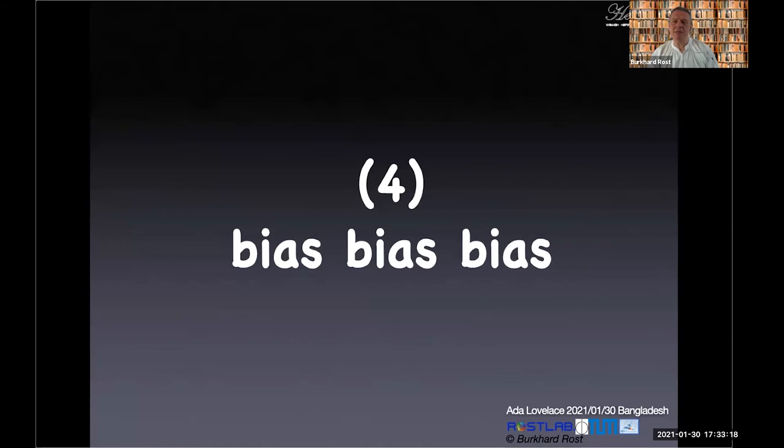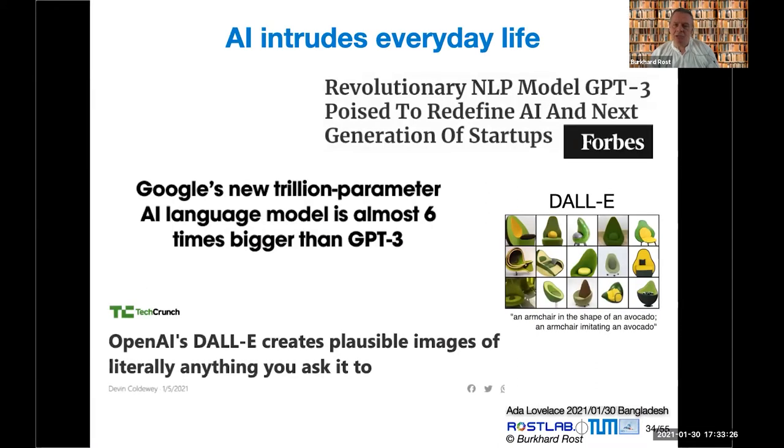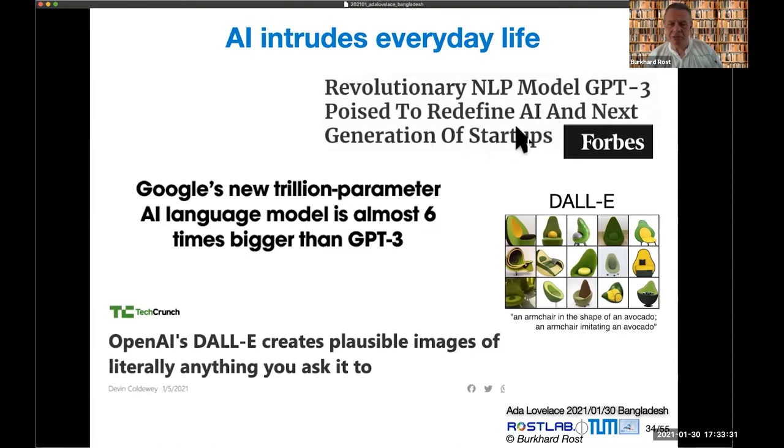And that gets us into this theme of bias. Thanks to ideas and slides here from Chris DeLago, let's just talk about GPT-3. This is a natural language processing model that everybody talks about. It's from Google, as huge as a trillion parameters. Or maybe some of you have seen OpenAI's DALL-E. DALL-E is a machine, an artificial intelligence, to which you give sentences such as this one here: an armchair in the shape of an avocado. And all of these here are renderings of the AI DALL-E.